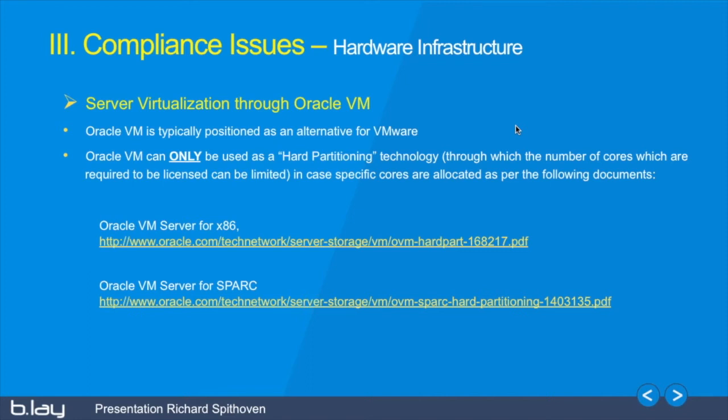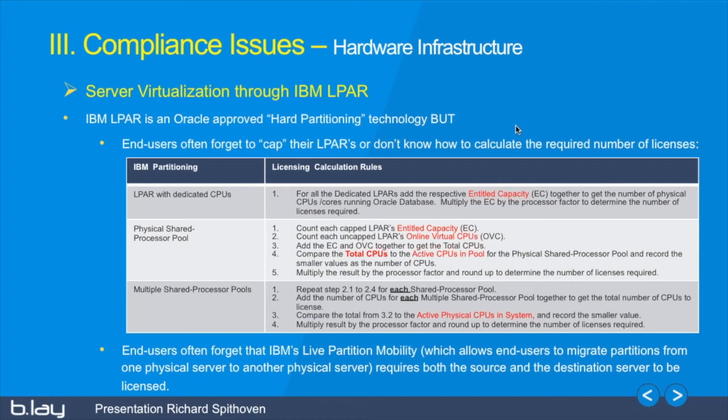Oracle only recognizes it as a hard partitioning technology in case you make sure that you are hard pinning specific cores to the specific Oracle software products. And there are different documents listed in the server partitioning policy that explain what limitations you need to comply with in order for Oracle to accept your Oracle VM configuration as hard partitioning.